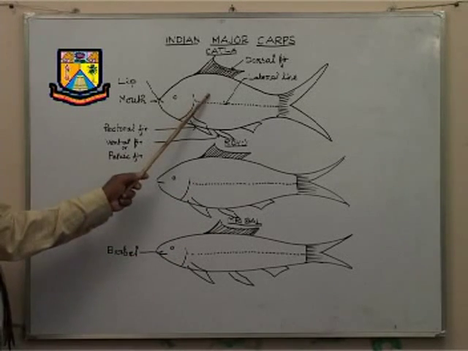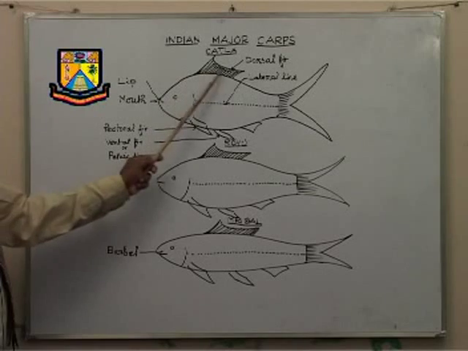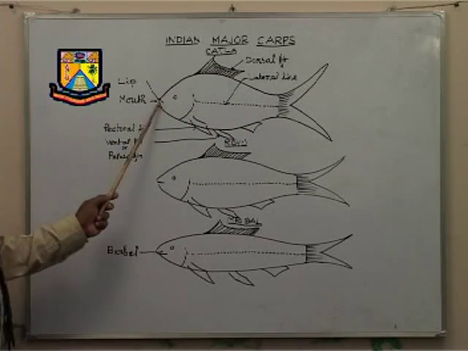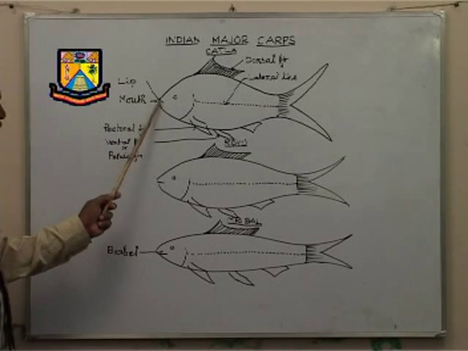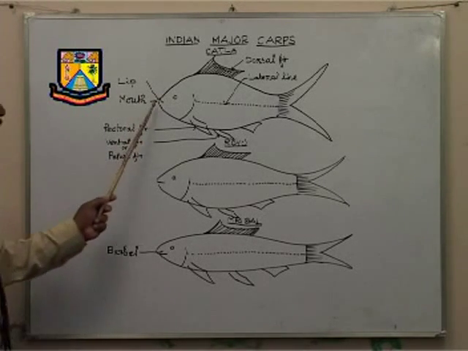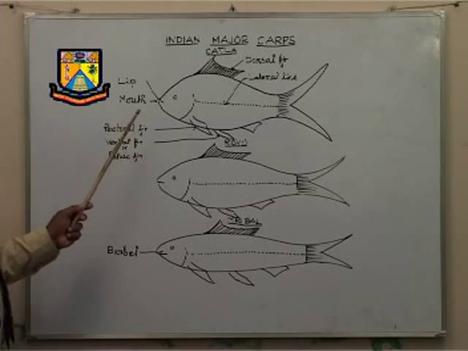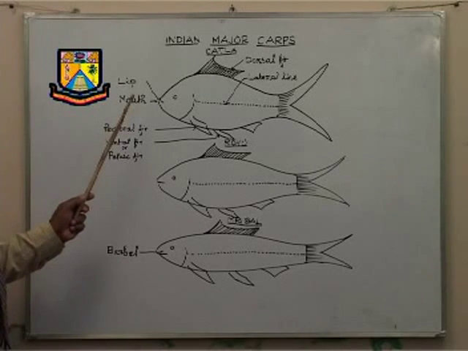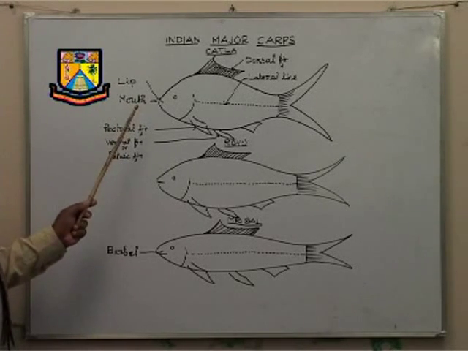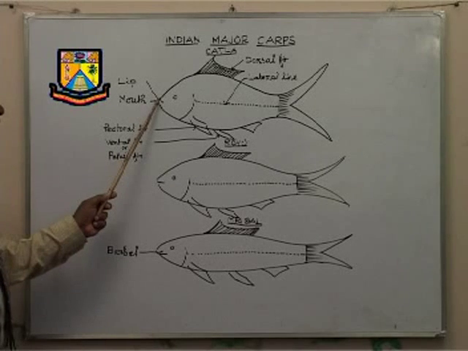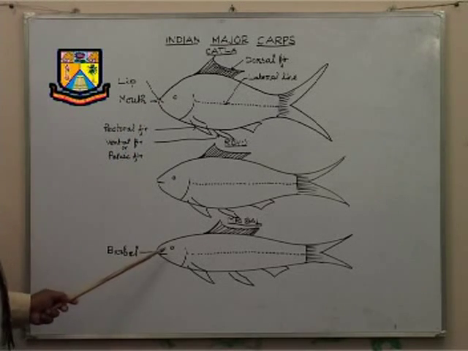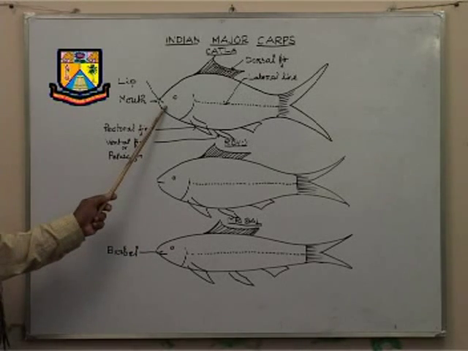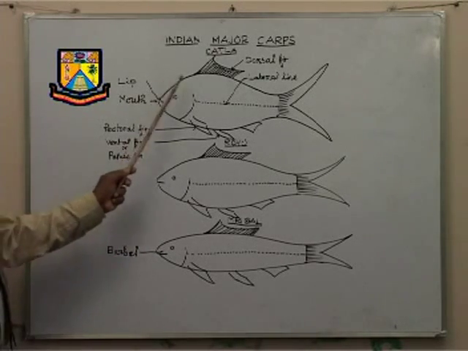The general body shape of Katla: dorsally more convex, elongate. Mouth: now we can see the lower jaw is towards above, upturned mouth. Lips: the lips are non-fringed. I already told, fringed means many small grooves are present in the lips. In Mrigal alone, the barbel is present. Here the barbel is not present. There is no barbel in Katla.